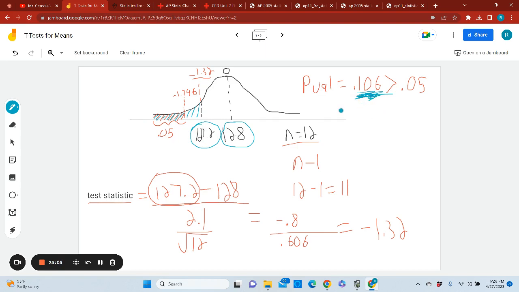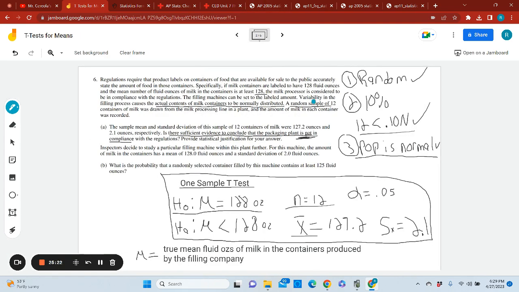Roughly 10%. The probability that I would get a mean in my 12 sample size of 127.2 or less, naturally, just due to random chance, is 10%. And so it's just not rare enough for me to come back here and say they must be lying. This isn't true. Because there is a 10% chance that, given this is true, this could happen. So we just don't have enough evidence to call them out of compliance. We are going to fail to reject.